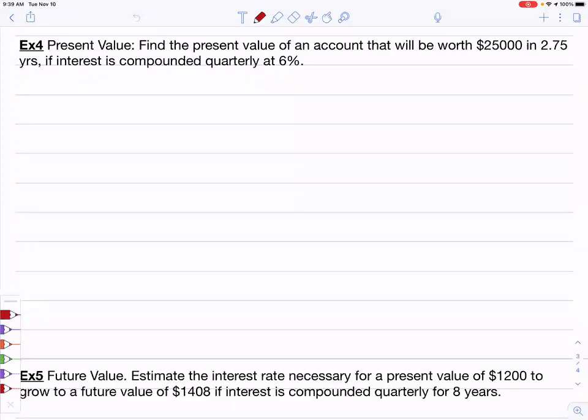Mary Alice? What don't you know? Because 1 plus 0.06 over 4 to the 11, that's in parentheses, so it's the 11. Is the power of 11 only applying to the 1 plus? It's a good question, Mary Alice. What I did was I just went ahead and solved everything in the parentheses, since there's no variables. Mm-hmm. And then I got that one number, and then I distributed the power to that one number.